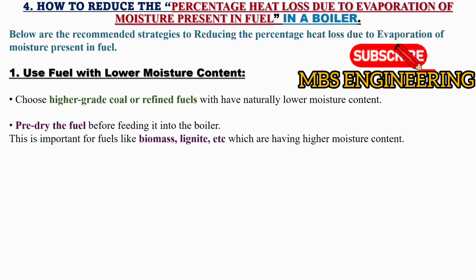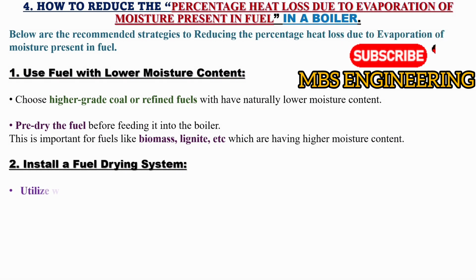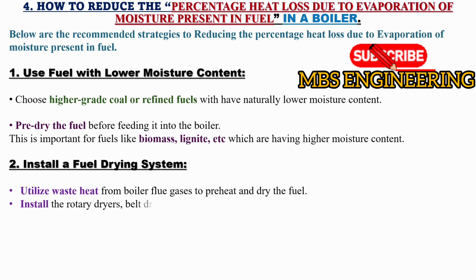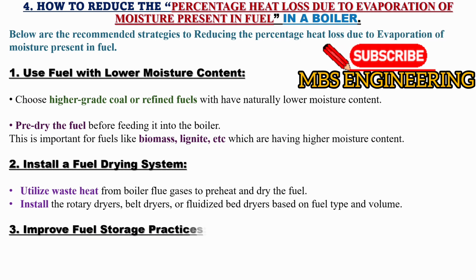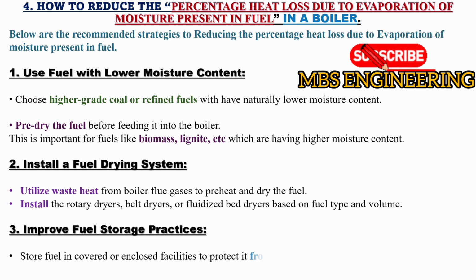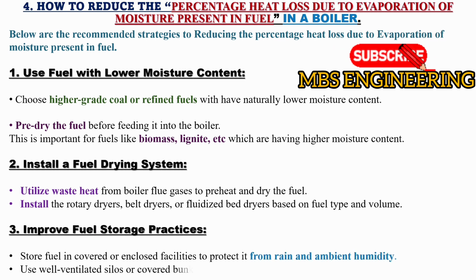The second recommendation to reduce the heat loss: install a fuel drying system. Utilize waste heat from boiler flue gases to preheat and dry the fuel. It is recommended to install rotary dryers, belt dryers, or fluidized bed dryers based on fuel type and volume. The third recommendation to reduce the heat loss: improve fuel storage practices. It is recommended to store fuel in covered or enclosed facilities to protect it from rain and ambient humidity. Use well-ventilated silos or covered bunkers to minimize moisture pickup during storage.